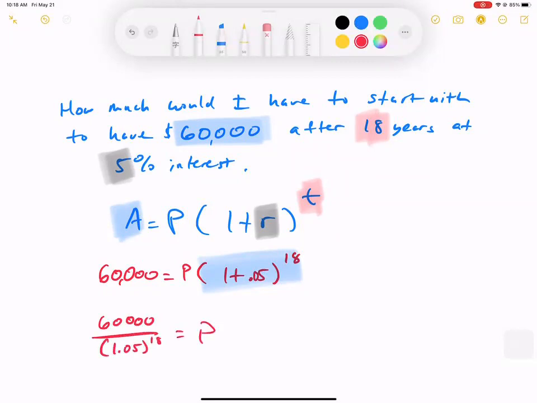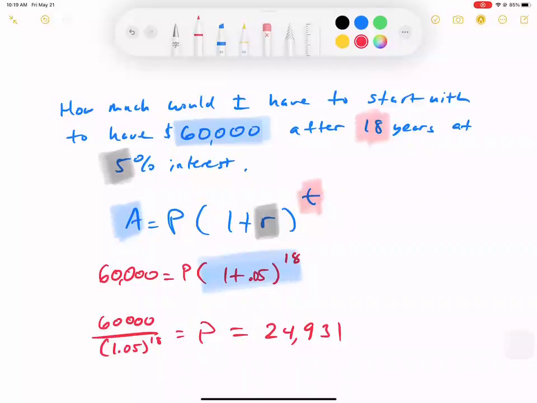If you type this in your calculator, 60,000 divided by parentheses 1.05 to the 18th power, it would say I would have to start off with $24,931. That's how much I would have to start off if I put in just one lump sum into the bank to get to $60,000 at 5% interest rate. So I would get to double my money in 18 years at 5%. If you end up buying Tesla, you do it a lot faster. So that's one way for us to solve these.